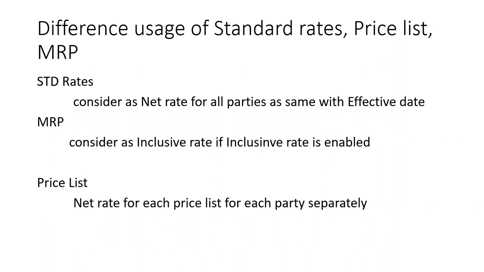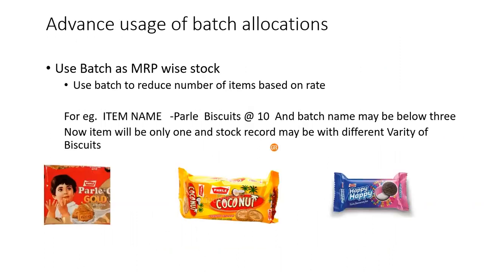Then standard rate, MRP and prices being different. Then we've seen how you can use a batch as an MRP, but it is not for different MRP. It is for the same MRP.